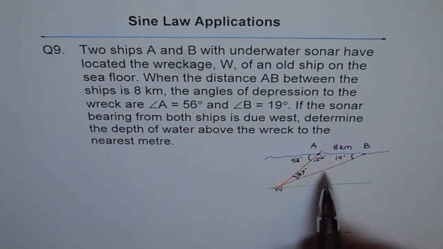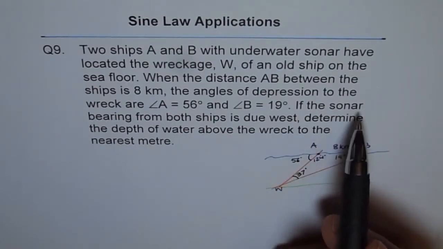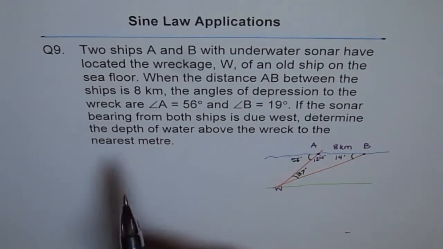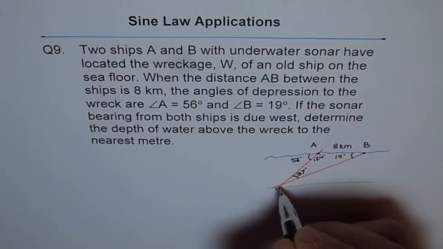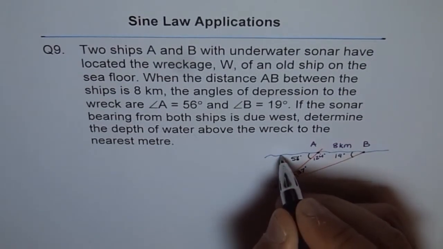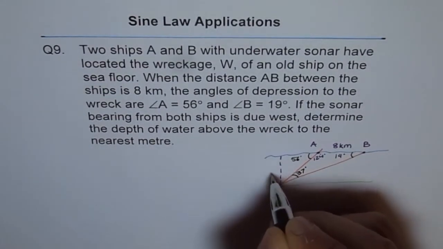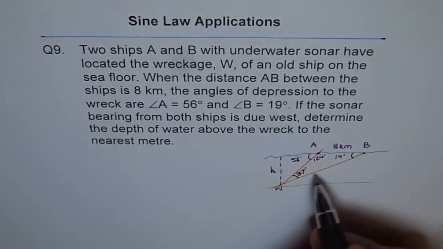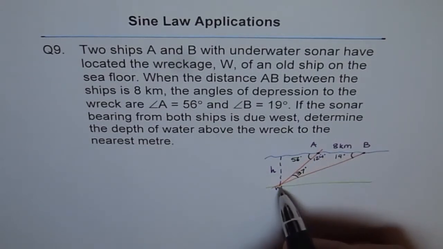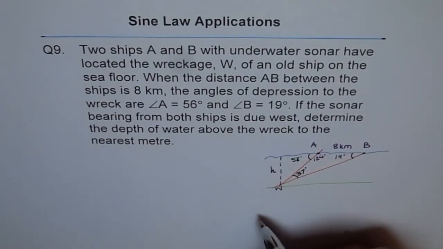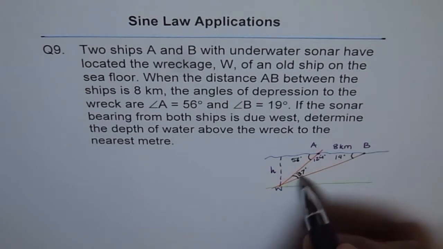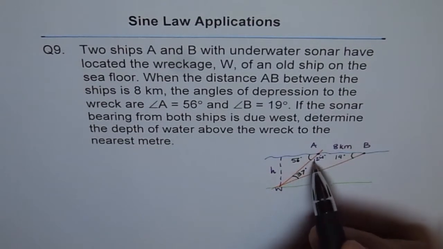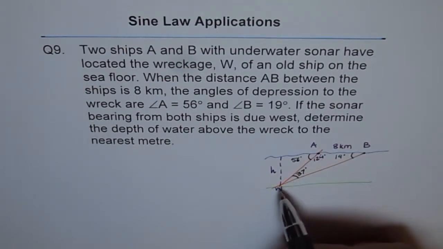Now, determine the depth of the water above the wreck to the nearest meter. What we really want to find is depth of the water. That means we are interested in finding this height h. Okay? To find height, we need to find one of these sides. Once we know these sides, then it is easy for us to find the height. Correct? We'll use again sine law. So let's use sine law and figure out one of the sides. So let's find this side, which is AW, right?